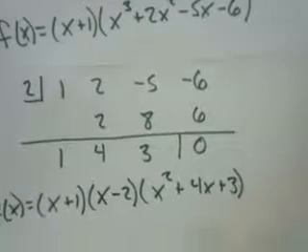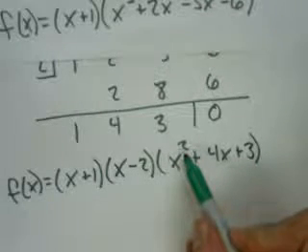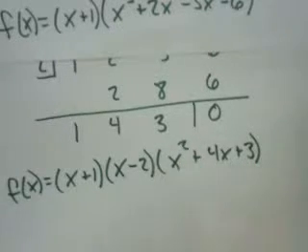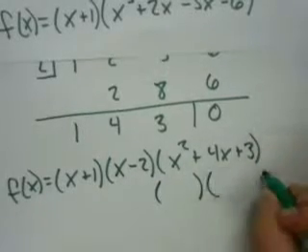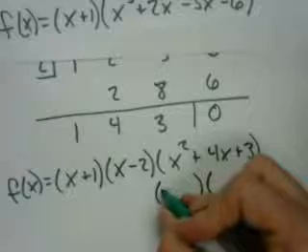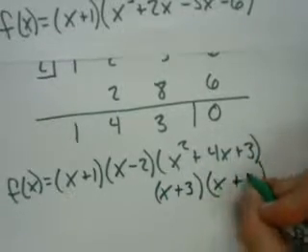Okay? And now what we have to do is break this down. So now this is an x squared. You see how that's quadratic now? We can actually solve that in really 2 different ways. If it factors, it factors. If it doesn't, you have to use the quadratic formula. So here, this one does factor. It factors to x plus 3, x plus 1.